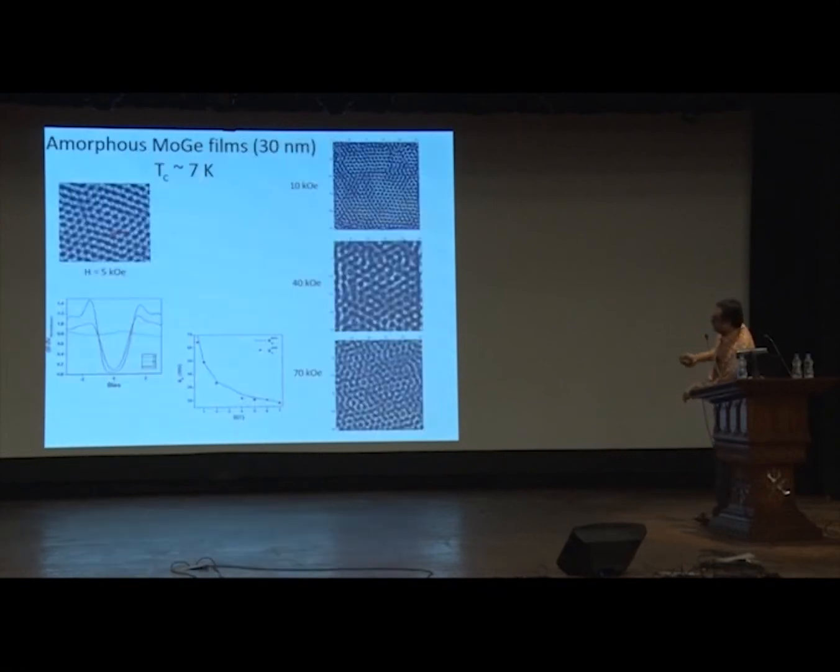So this is another system, an amorphous molybdenum germanium thin film. And again you see the same thing. With increasing magnetic field, you have a larger and larger density of vortices. This is the lattice constant of this vortex lattice with magnetic field. You can see that the lattice constant keeps on shrinking, and at some point the lattice constant will become of the order of the vortex core size, and there everything becomes normal.